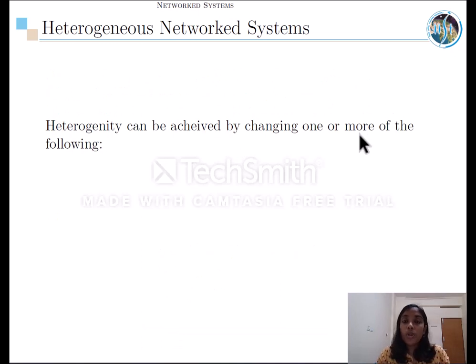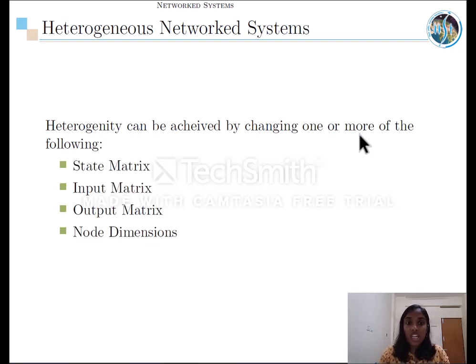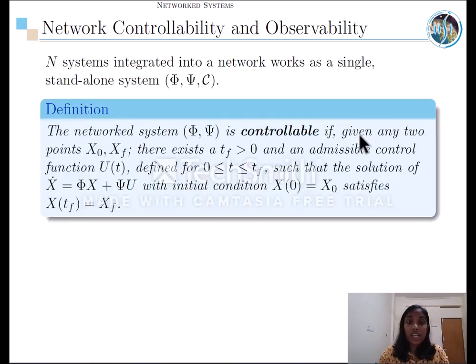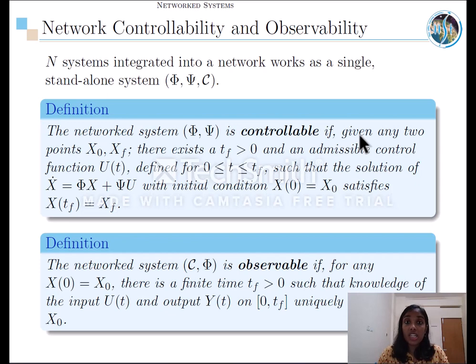Now, how to bring about heterogeneity in this system? Heterogeneity can be brought about by changing one or more or any possible combination of the state, input, output matrices or the node dimensions. Now, n such nodes integrated as a network works as a single standalone system wherein the state matrix is phi, input matrix is xi, and the output matrix is C. And the definitions for controllability and observability carry forward from the standalone case.